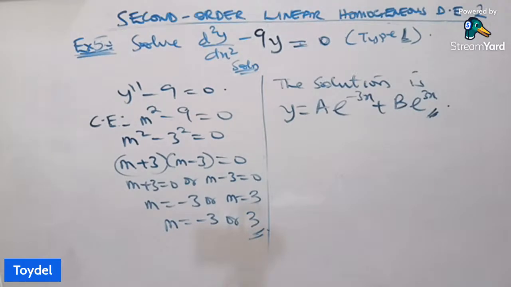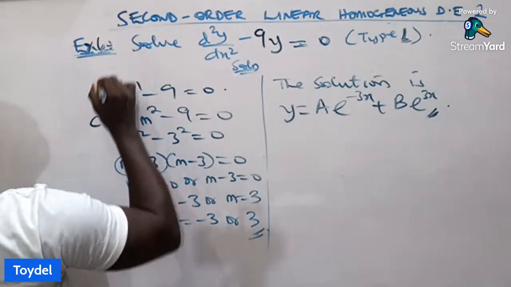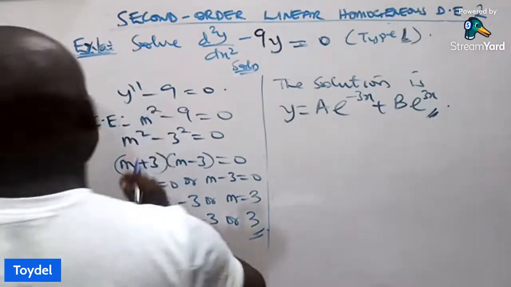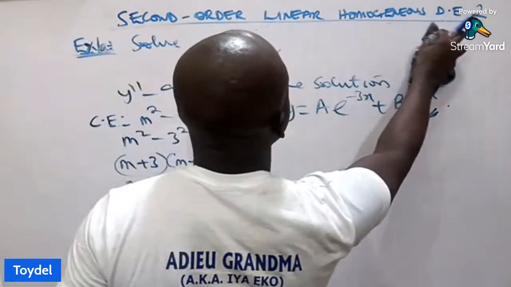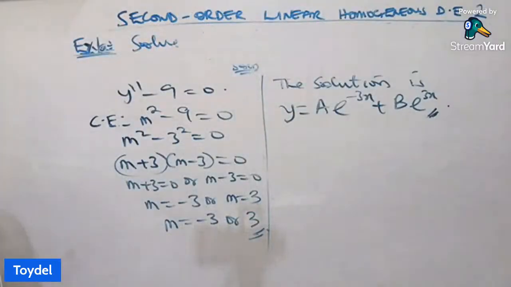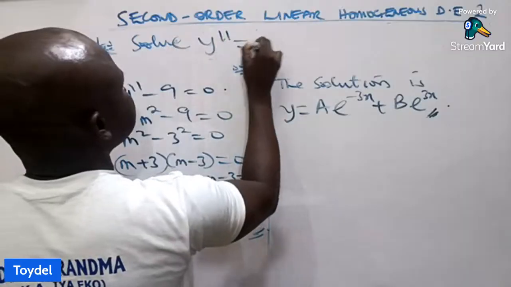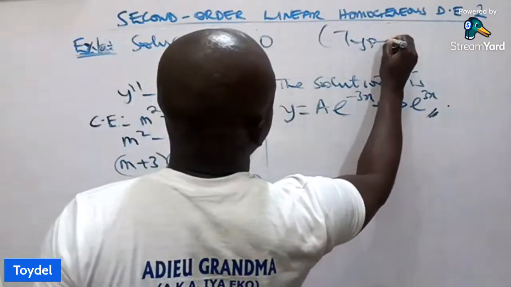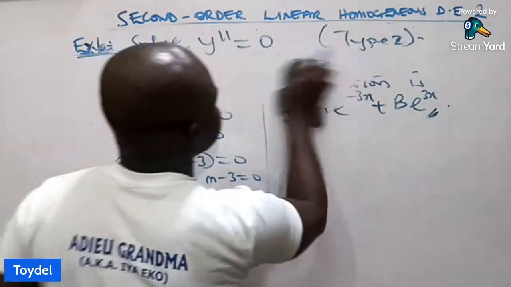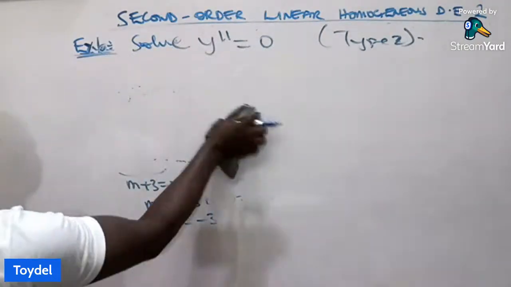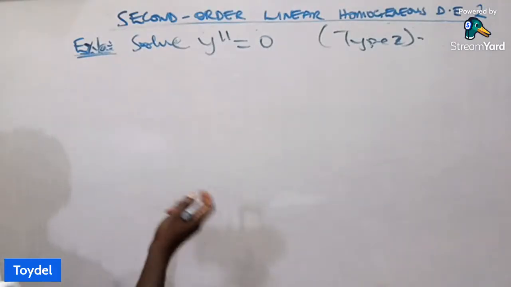So let's consider another one. Let's say example 6. In this case now, where they have same, repeated solutions. I want us to see an example on that. Where we have to solve y prime prime is equal to 0. This is type 2. What will be the solution in this case?